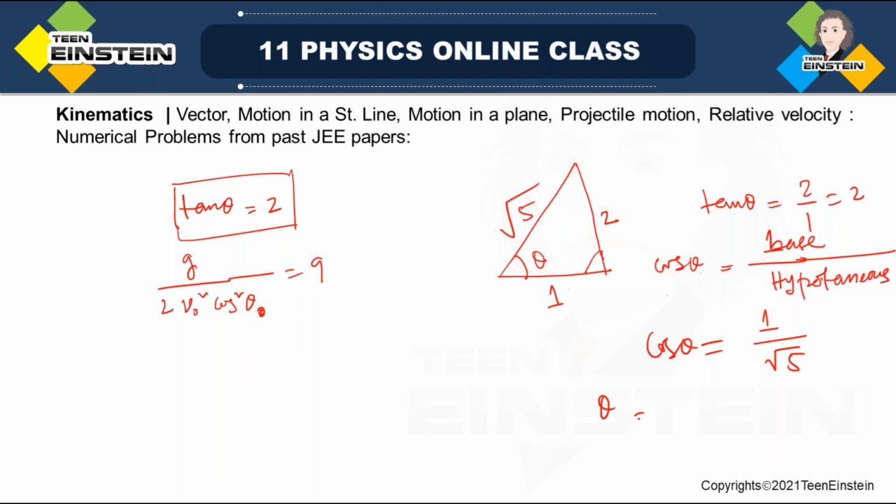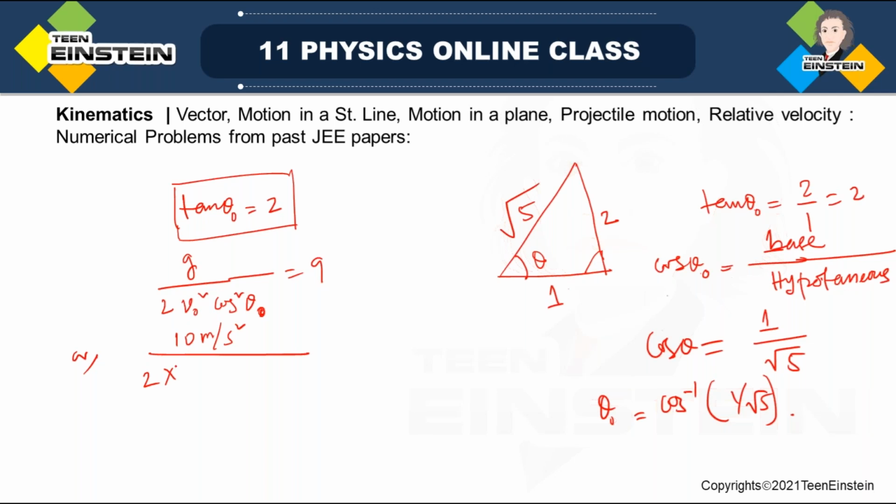So theta is cos inverse. So theta 0, here it was theta 0, tan theta 0, and here also we have got cos theta 0 is equal to 1 by root 5. Now look, we'll just solve this problem here, putting cos theta over here. See, look, g is 10 meter per second square, that is given already.